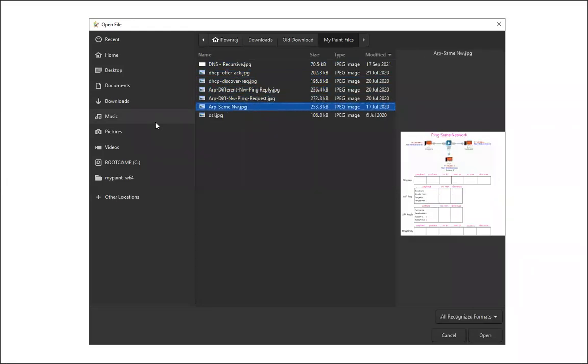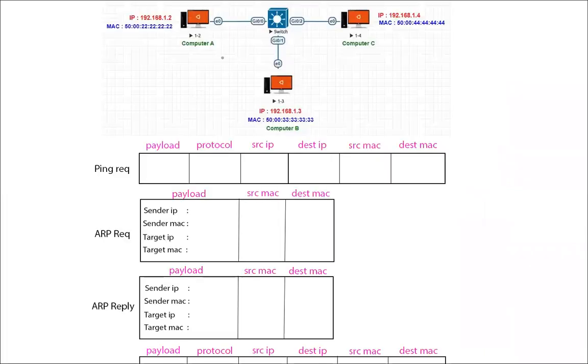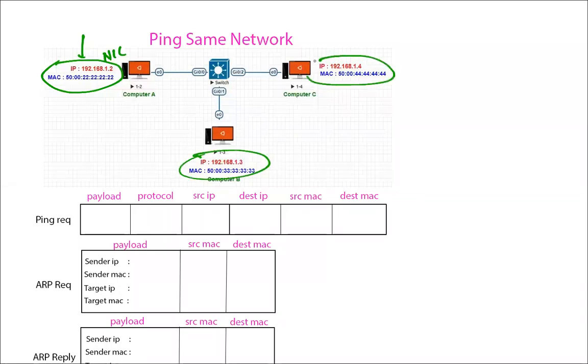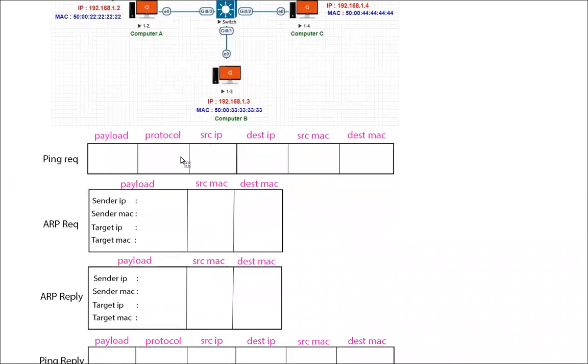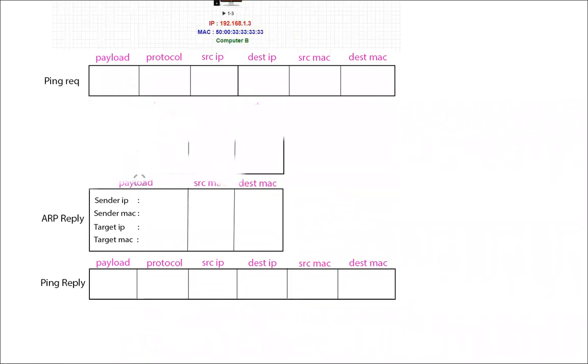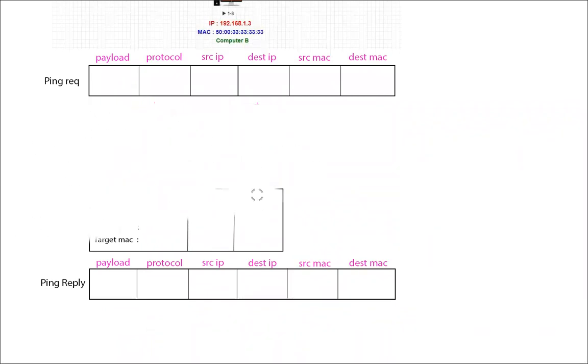ARP, same input. We'll do this. Okay, so now we have a lab like this. This is the NIC of this PC. The NIC's IP is this, the NIC's MAC is this. This is the NIC IP and MAC of this PC, and another NIC IP and MAC. I'm just going to erase this because I'm not going to discuss these things at all. You basically understand what ARP is.